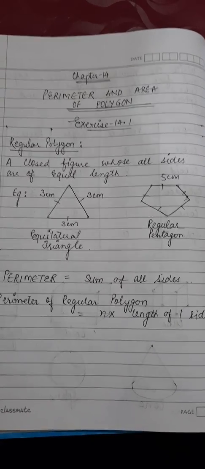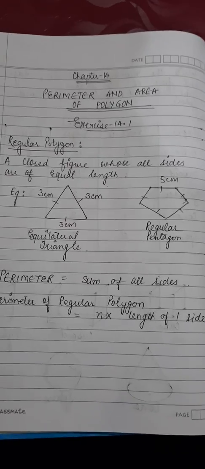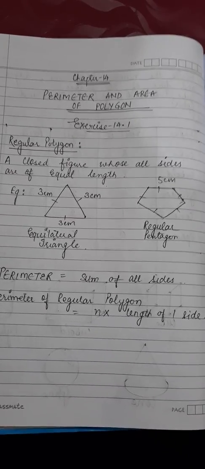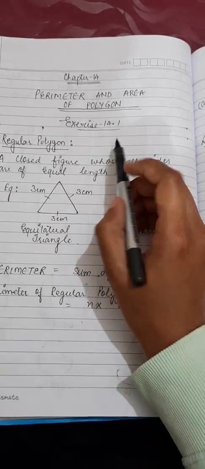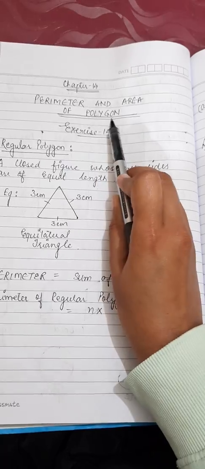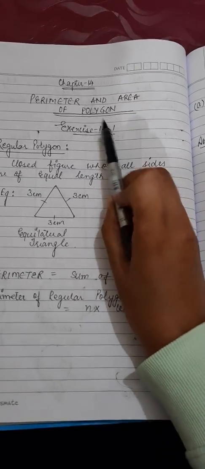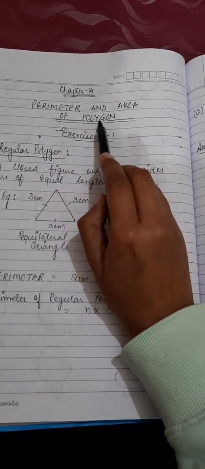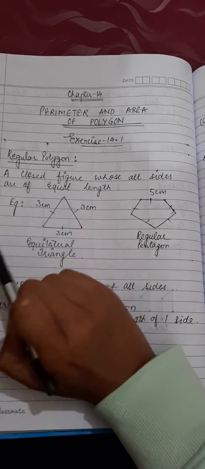Hi everyone, today we are going to start with the next chapter, which is chapter 14, Perimeter and Area of Polygon. Now in the first exercise, we are going to discuss the perimeter of a polygon. Polygon means basically, poly means many sides and gon means a closed figure. So polygon means a closed figure which is closed by many sides, and we are going to find the perimeter of that polygon. Now before that, let's start with the regular polygon.